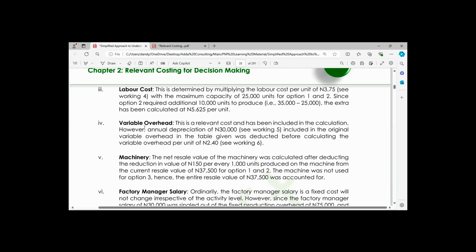Working number 4, with the maximum capacity of 25,000 units for option 1 and 2. Since option 2 requires an additional 10,000 units to produce, that is 35,000 minus 25,000, the extra has been calculated at 5 naira 625 kobo per unit. So this is to buttress the point and to make it very easy for you how I got the numbers, so that when you are reading on your own, you'll be able to follow through.